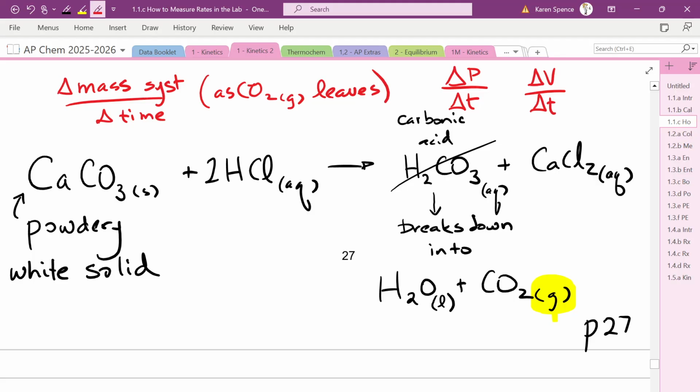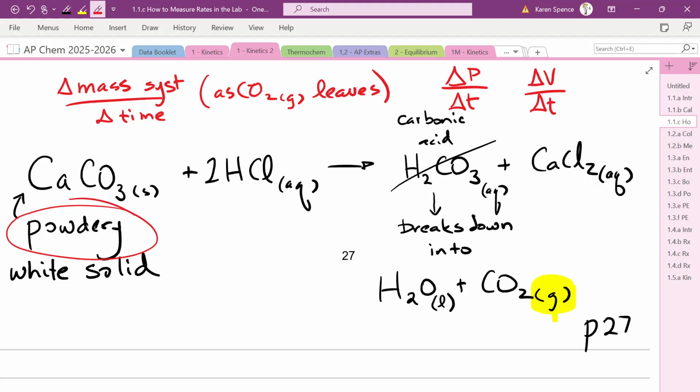Anyone got another one? Yes? Mass of CaCO3. And this is why I brought this one up. If you have something that is powdery, it's easy to measure its mass at the beginning, but it's really hard to measure it partway through the reaction or at the end of the reaction because it's powdery. And you would have to make sure you collected it all, make sure it was all rinsed off, and make sure it all got dried. So although technically you could measure the change in mass of CaCO3, it would be more difficult.